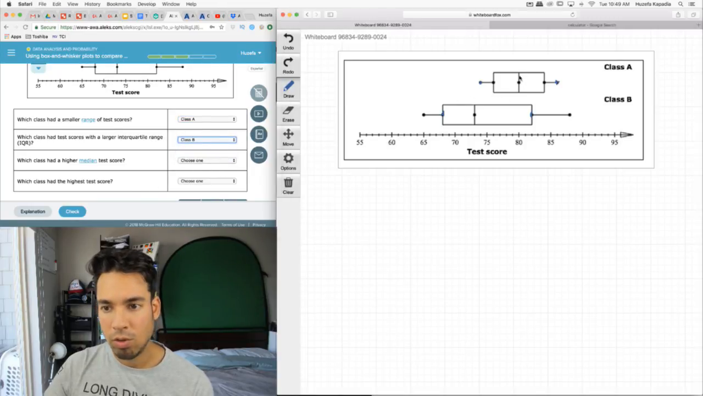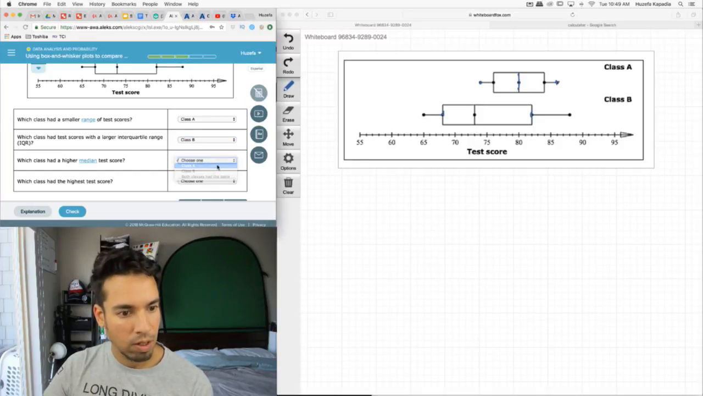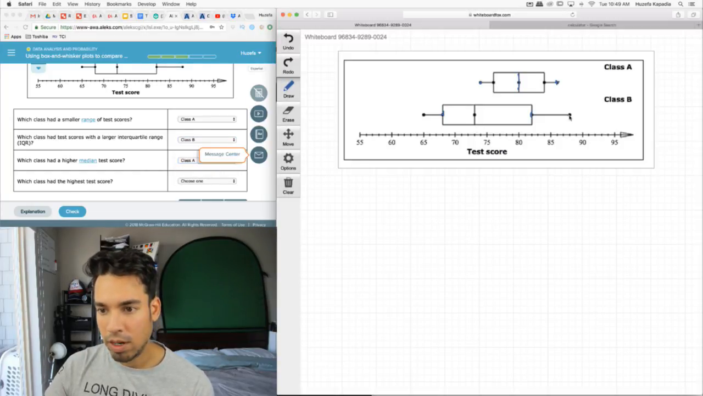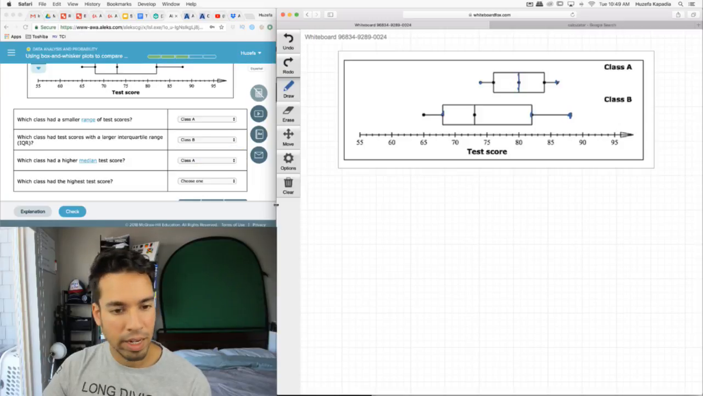Which class had a higher median score? A, right? That's a median of 80. This is a median of 73. Which class had the highest test score? Right here, class B. A score of 88.